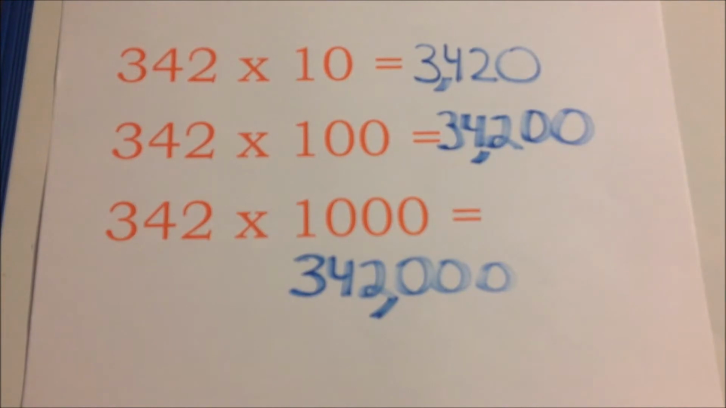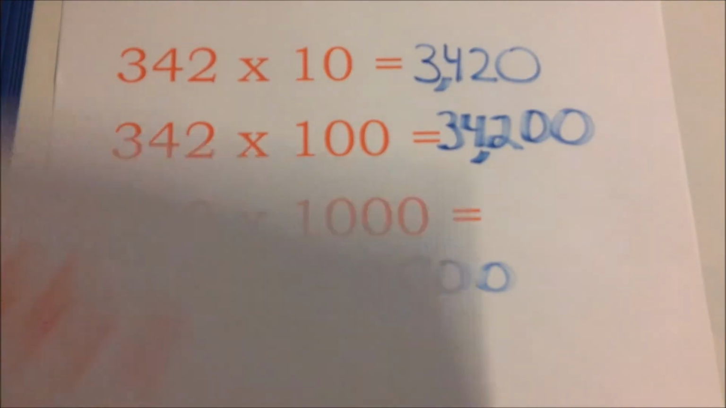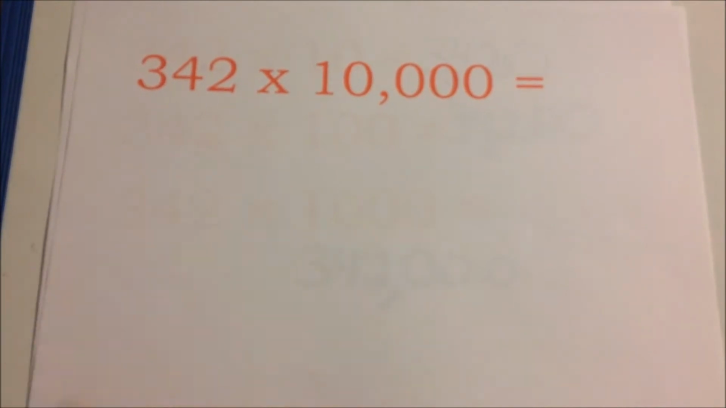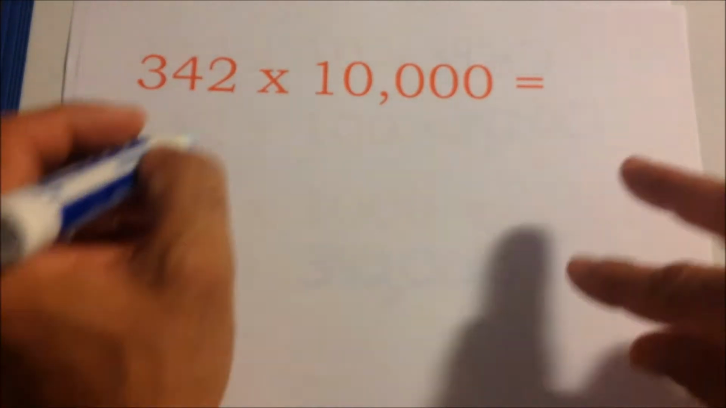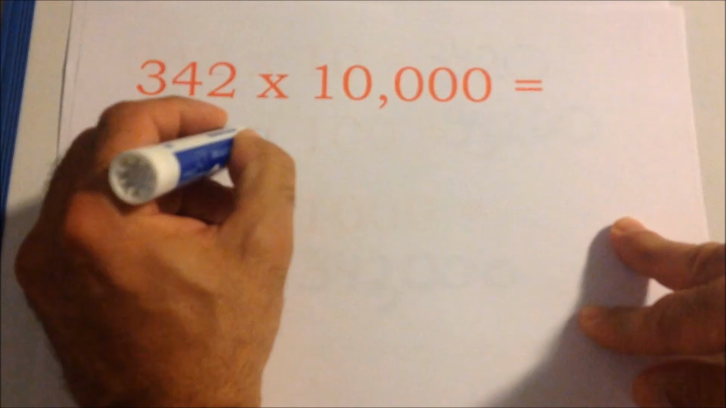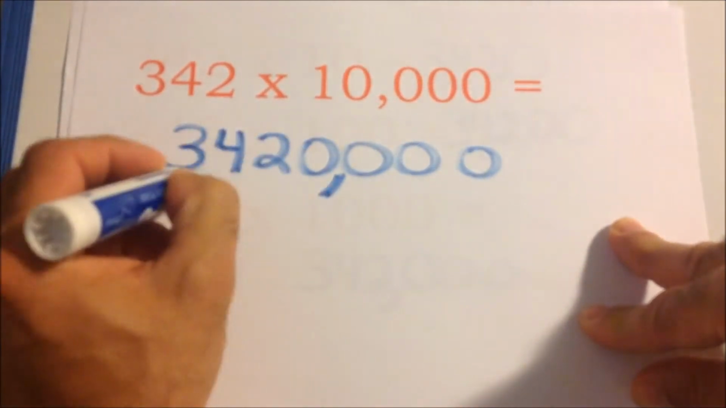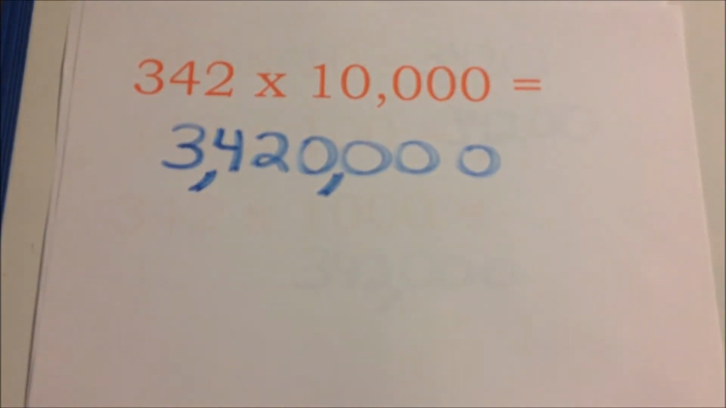Okay, let's try this one. How would you do that? How many zeros should you add to the number? 4. Right? So 3, 4, 2, and then add 4 zeros. 1, 2, 3, 4. 3,420,000.